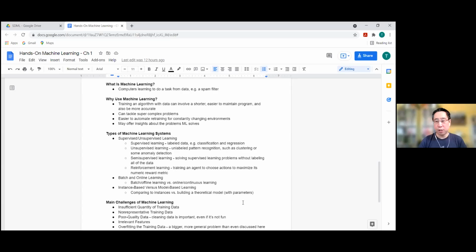Okay, so chapter one, the foundations of machine learning. It starts off with two sections: what is machine learning and why use machine learning? I'm obviously abbreviating the content here, but the author says that machine learning is computers learning to do a task from data. The classic example that they use is a spam filter. It tries to decide, you got an email, is this spam or is this a real email?